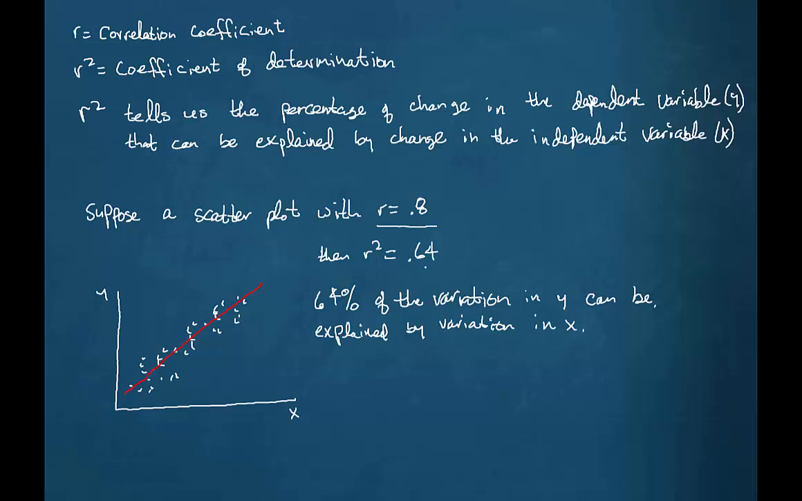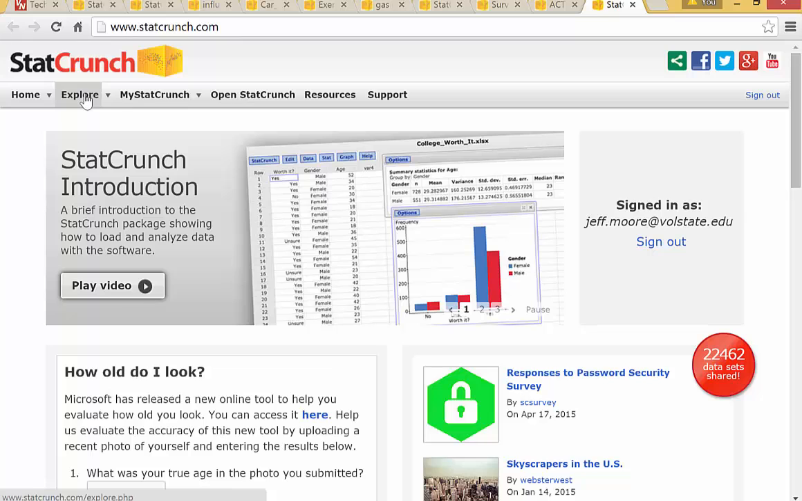If that's the case, then R squared would be 0.64, 0.8 times 0.8. Then what we could say is 64% of the variation in y can be explained by variation in x. So there would be other variables that would cause the rest of the variation, the other 36% of the variation. So this discussion brings up something that is pretty fun to do.